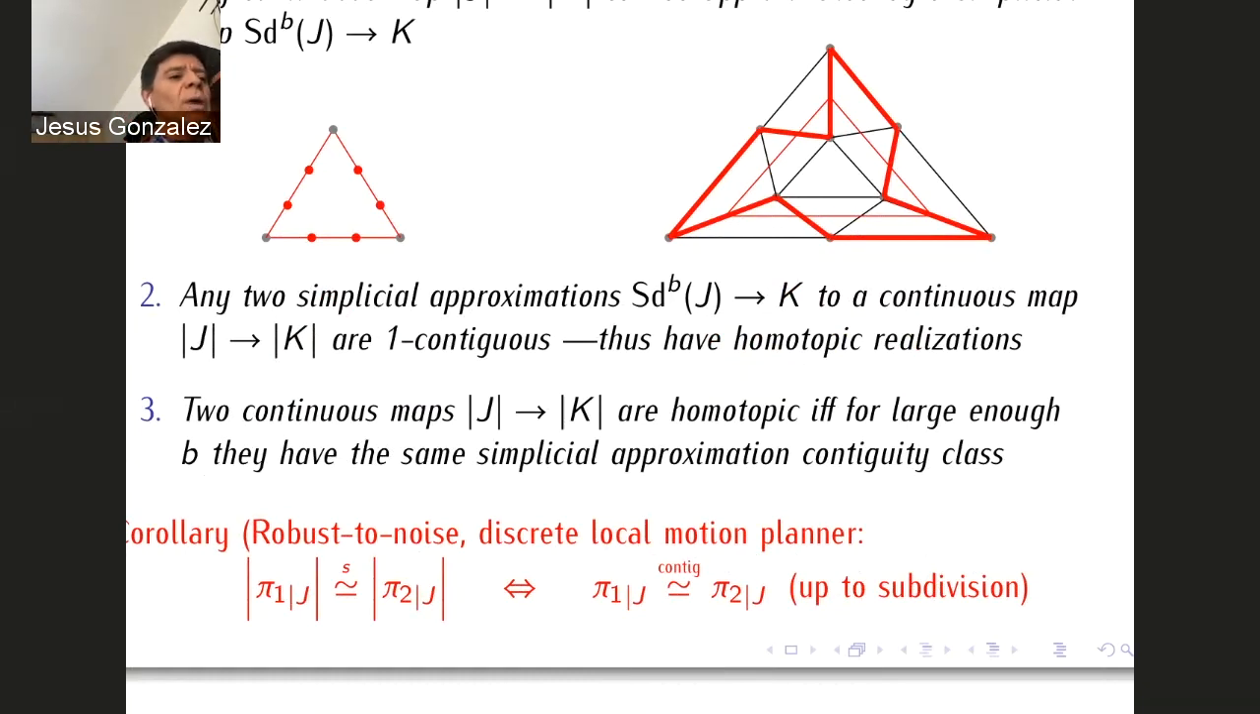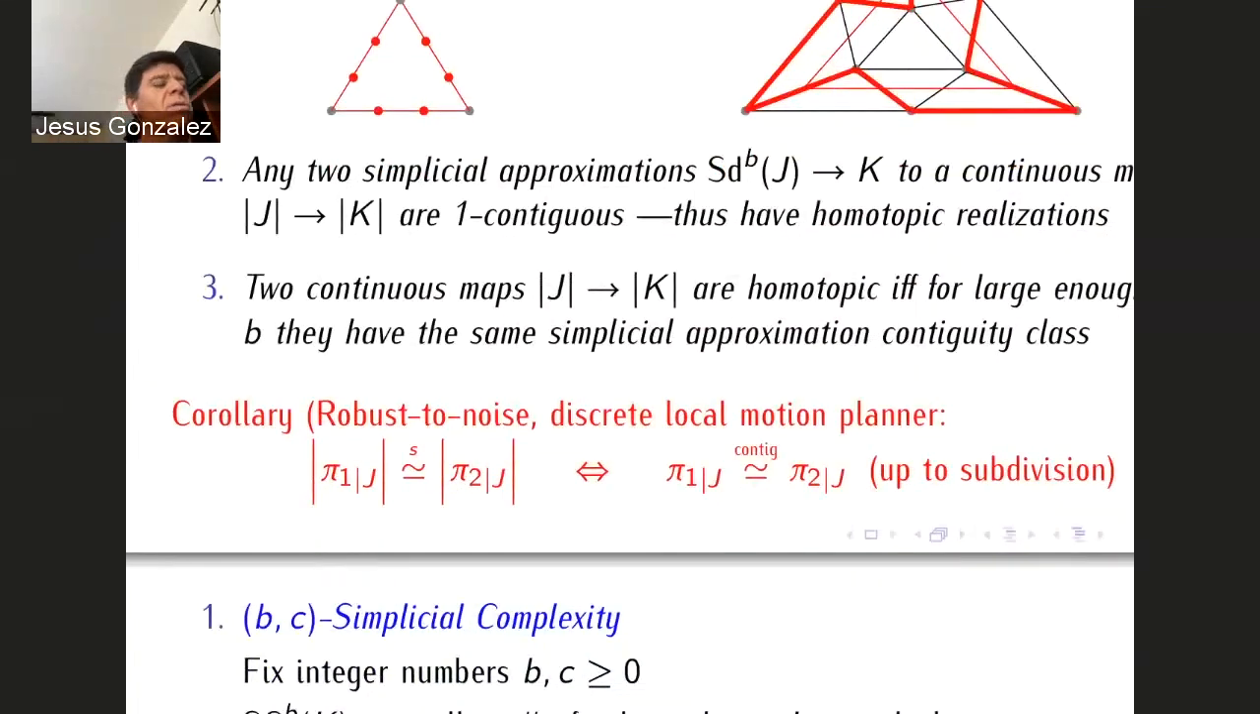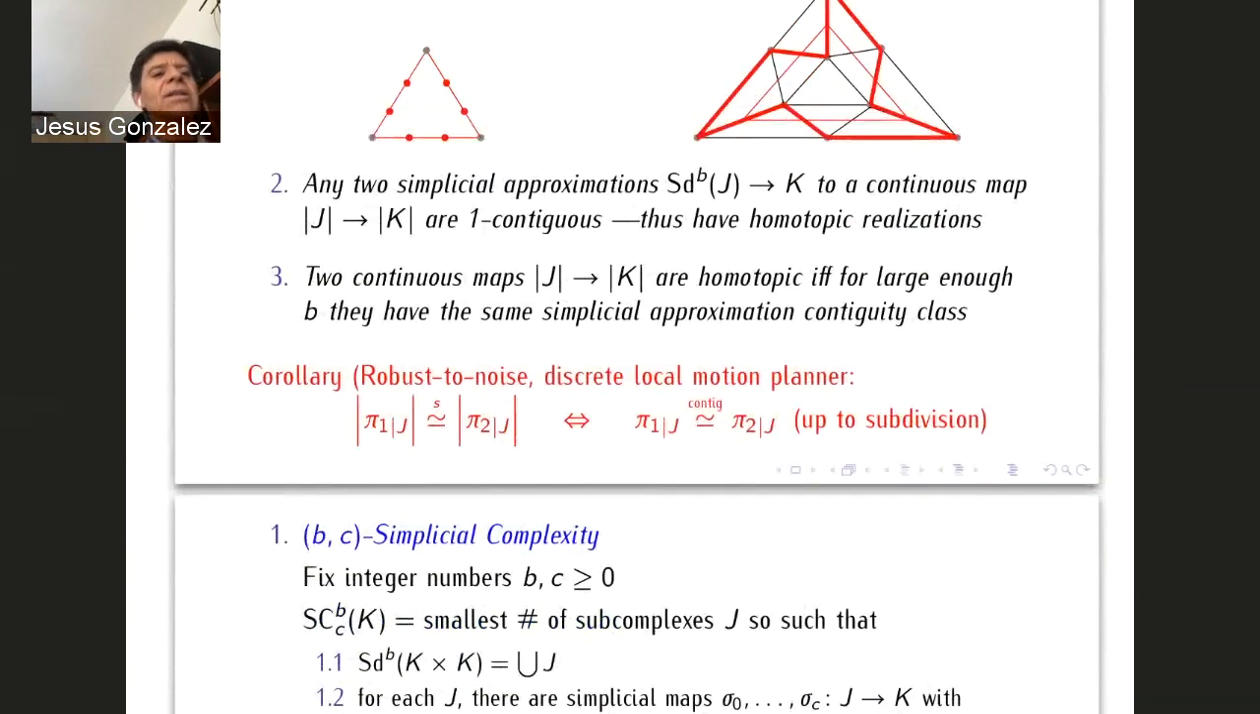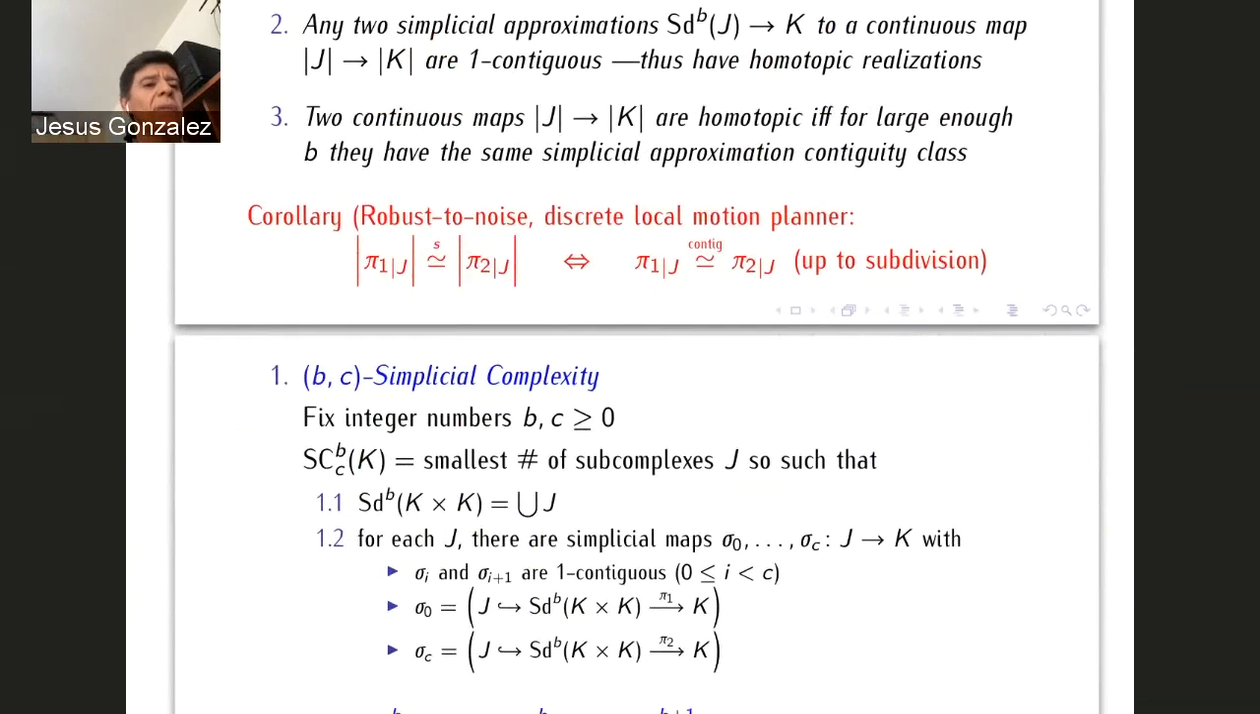So all in total, what this does for you is to reduce the problem of saying whether two maps are homotopic to saying whether or not these maps lie in the same contiguity class. So I've discretized the problem of describing local motion planners. Of course, the idea here is to think of this graph where the vertices are the simplicial maps and where edges are put as long as these simplicial maps are contiguous. And then what I'm asking is whether two vertices lie in the same path component of this graph.